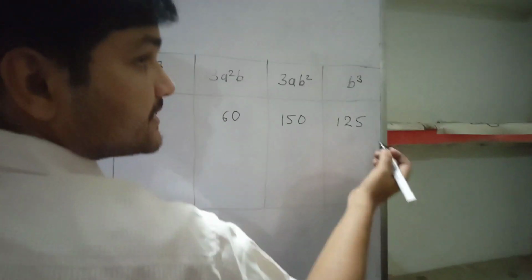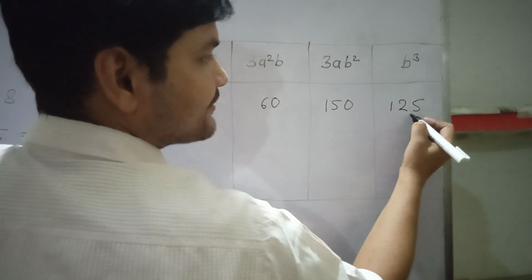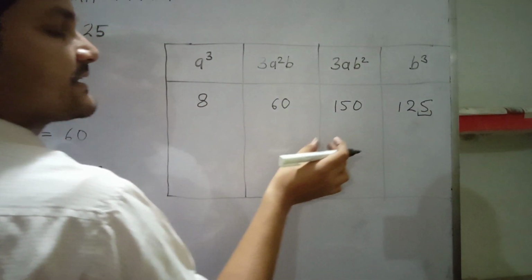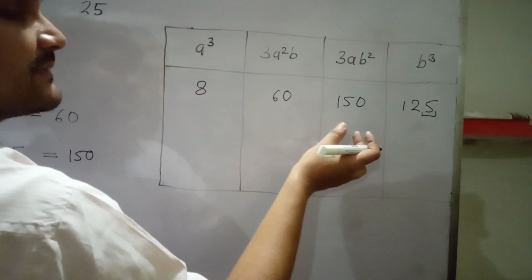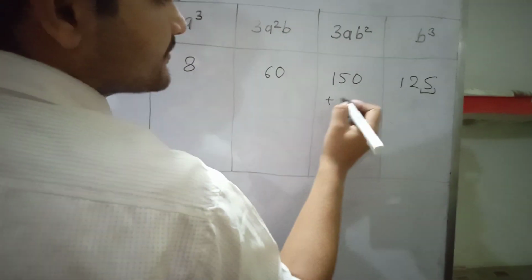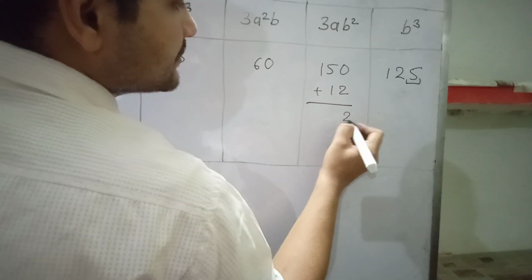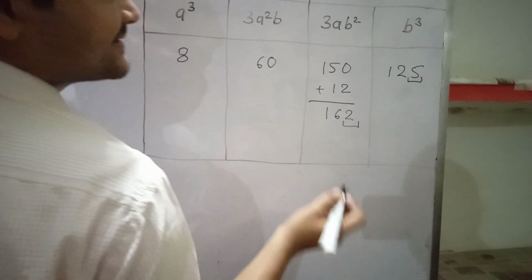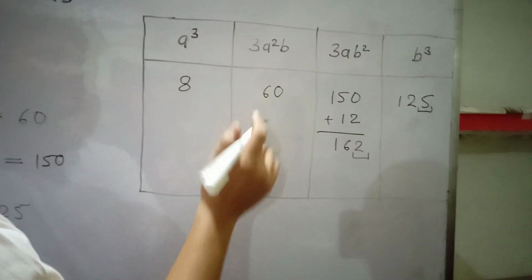Now here we will have 3 digits, so we will underline only the first digit and shift the remaining digits to the next column as the carry. So here 12 will be the carry. We will add the 12 in the next column, so we will get 162.